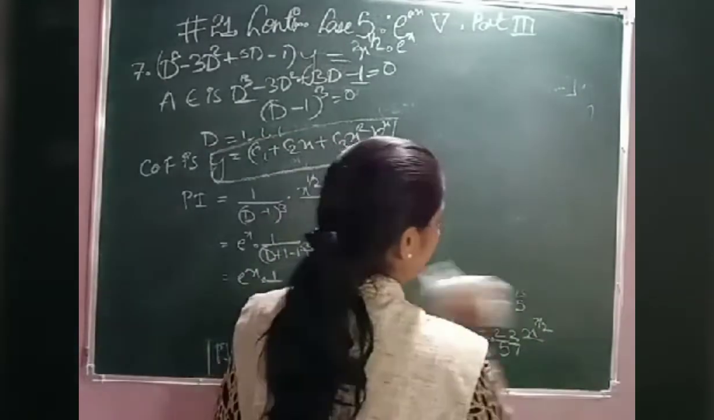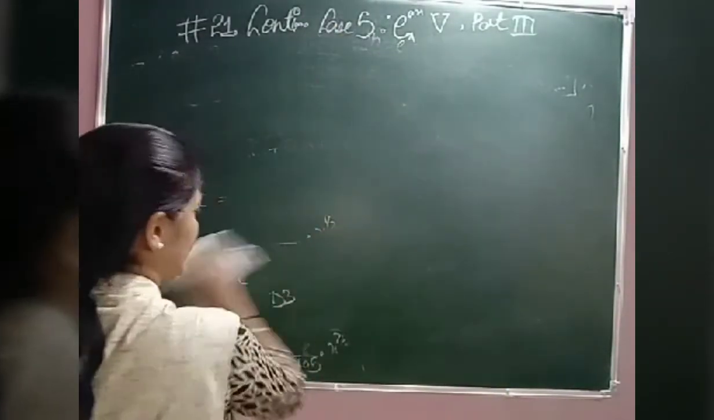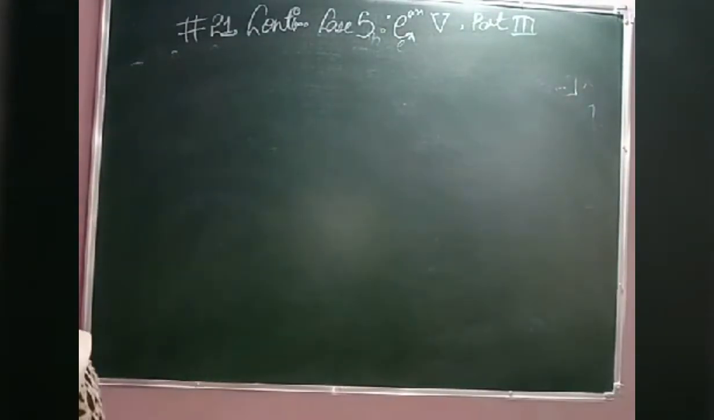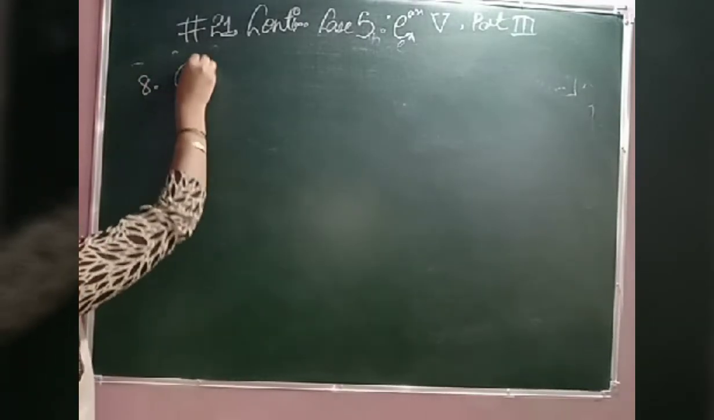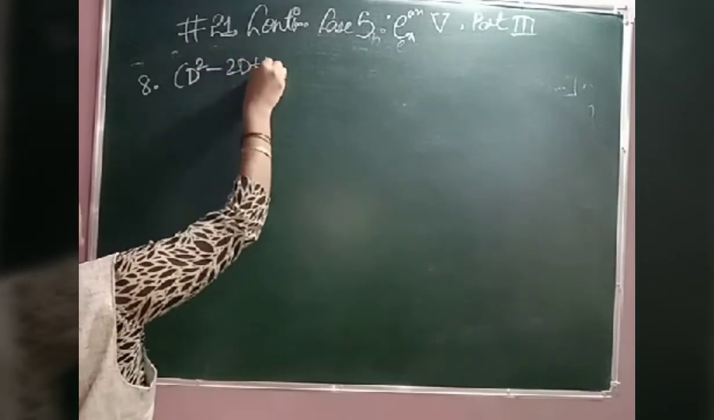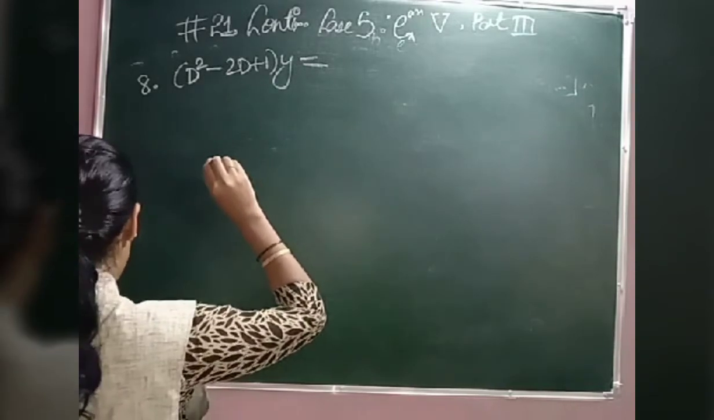Now, let us see the next example. Again, a little higher level question. So, the next question has been asked as: solve D squared minus 2D plus 1 of y equal to e raised to x sin x.